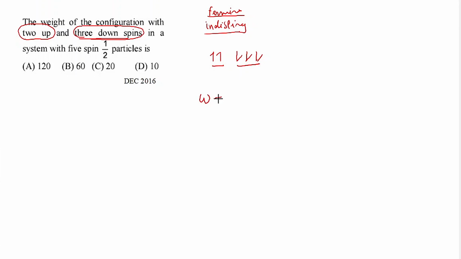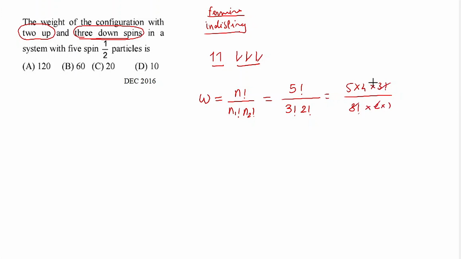configuration formula which we use for distinguishable particles, that is n factorial upon n1 factorial into n2 factorial. In total we have 5 spin particles, so 5 factorial divided by 3 factorial into 2 factorial, so that will be 5 into 4 into 3 factorial divided by 3 factorial into 2 into 1. So this will be cancelled out, 2 twos are 4, and we will have 10 as the correct answer, that is D is the correct option.